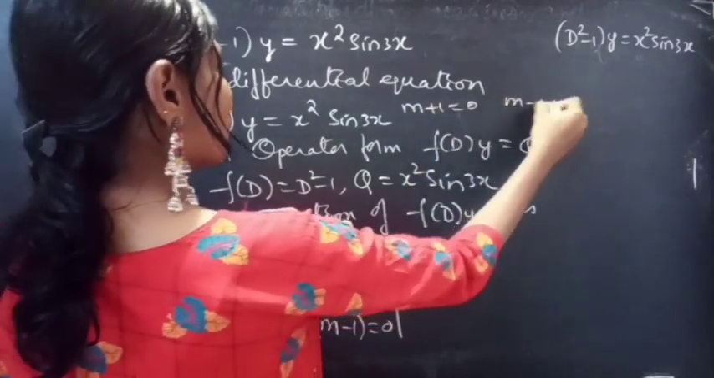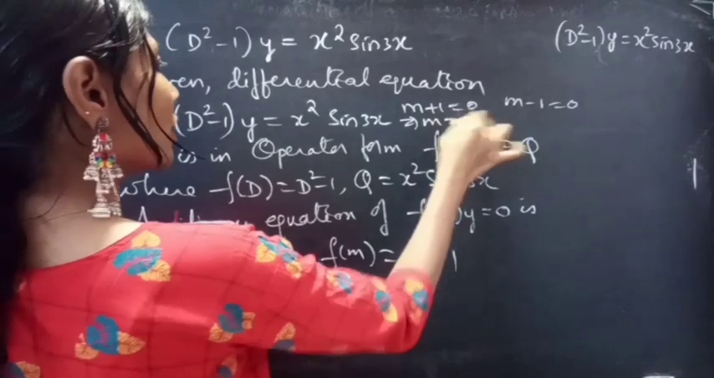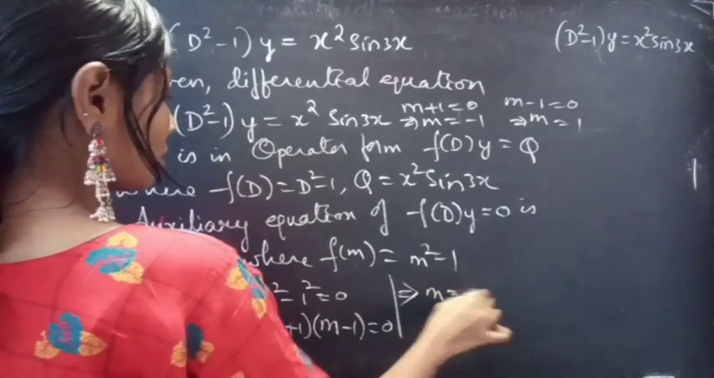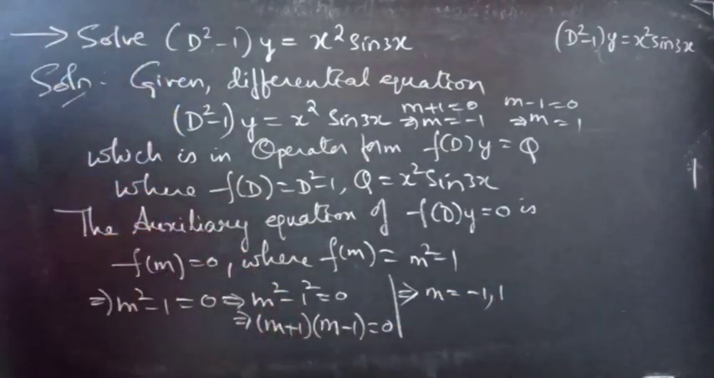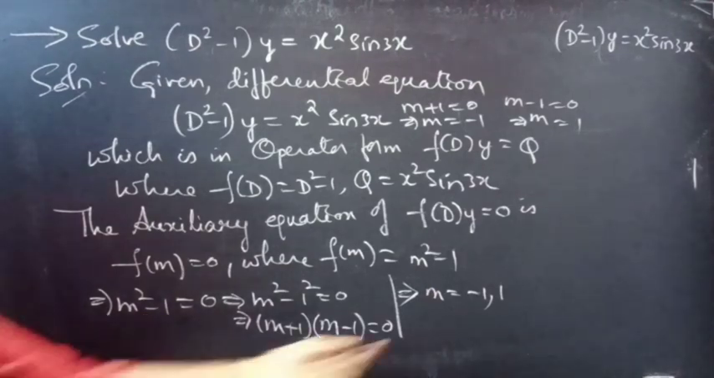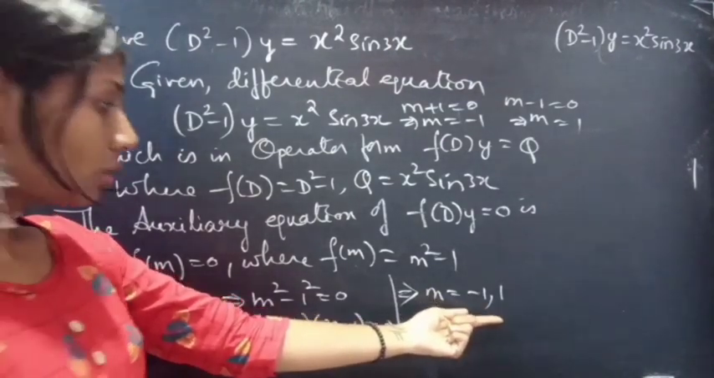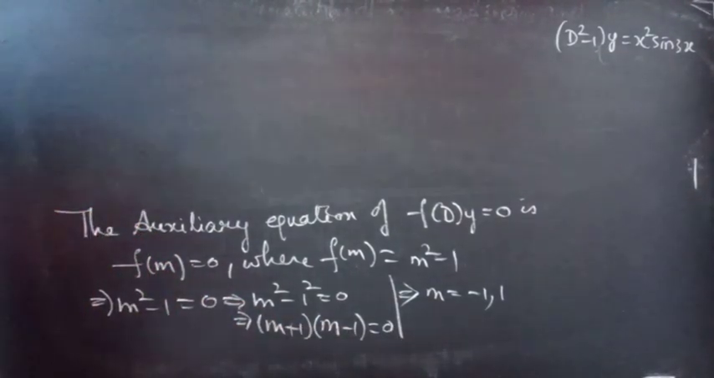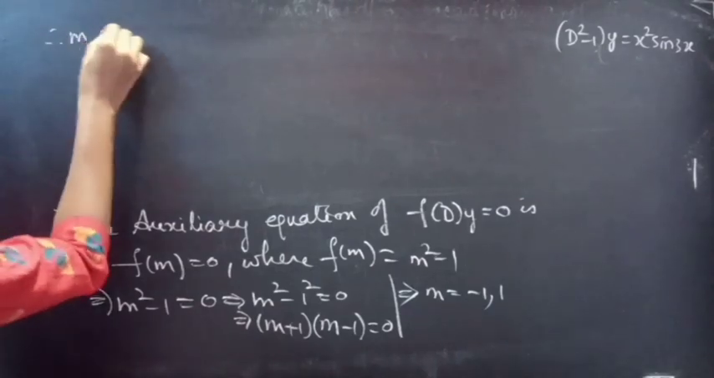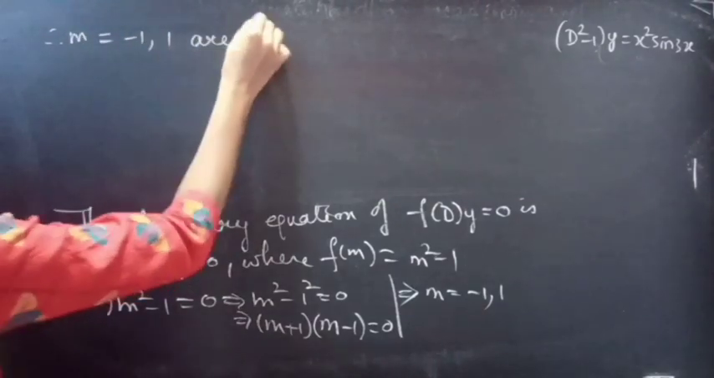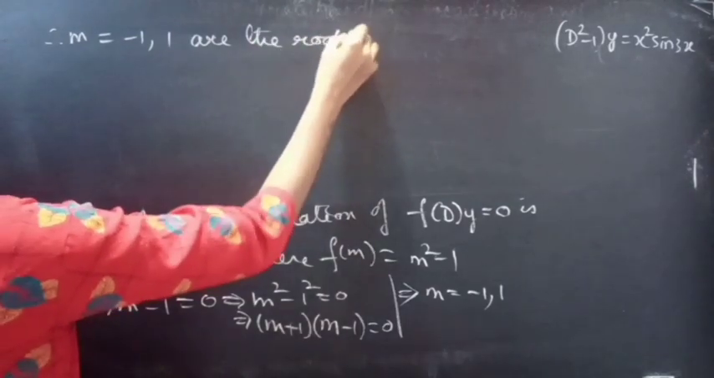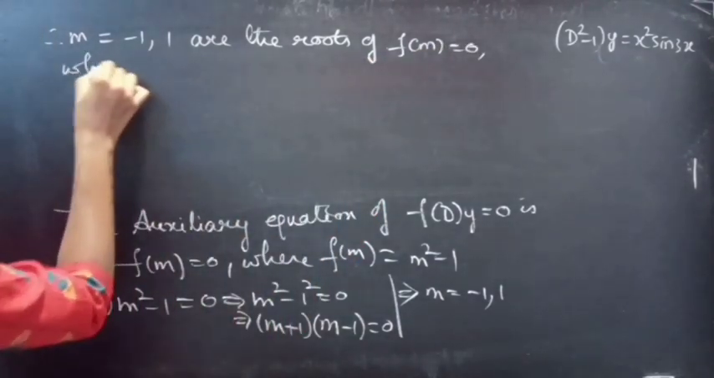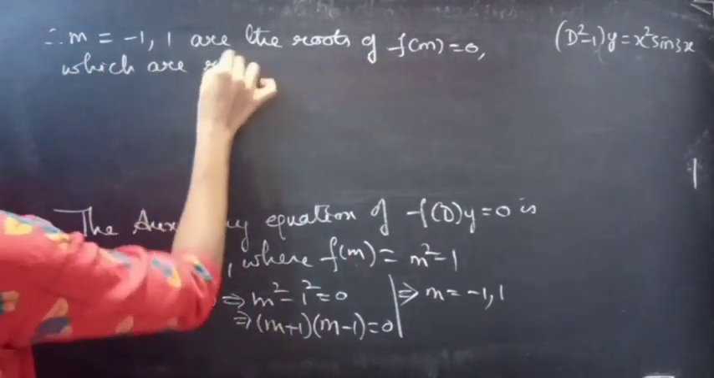Now equate each factor to 0. m plus 1 equals 0, m minus 1 equals 0. From m plus 1 equals 0, we'll get m equals minus 1, and from m minus 1 equals 0, we'll get m equals 1. So m equals minus 1 and plus 1 are the roots of our auxiliary equation. The roots are real and distinct, otherwise we can call them real and different. Therefore, m equals minus 1, 1 are the roots of F(m) equals 0, our auxiliary equation, which are real and distinct.